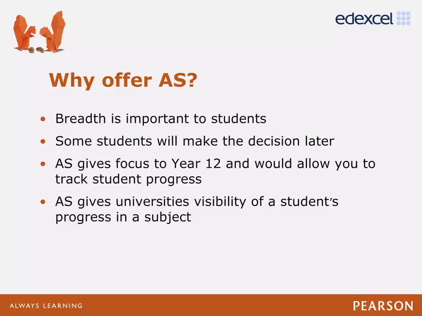Students who unexpectedly leave the course after the first year will have an AS qualification. Starting with the AS content gives a focus for Year 12 study, and taking an AS qualification at the end of Year 12 could provide a useful way of tracking student progress at the end of the first year.